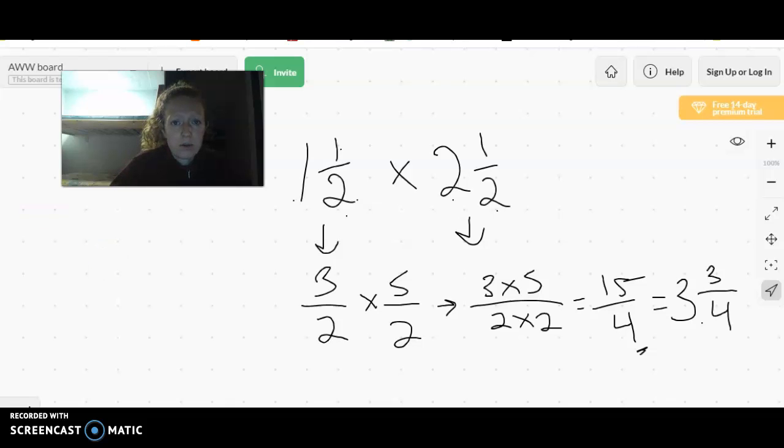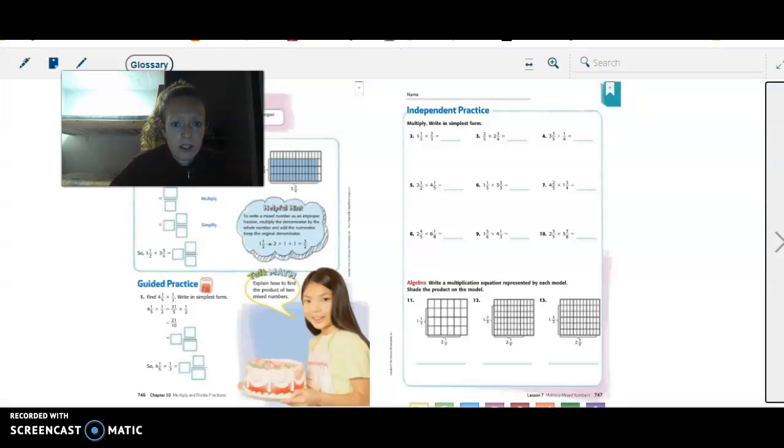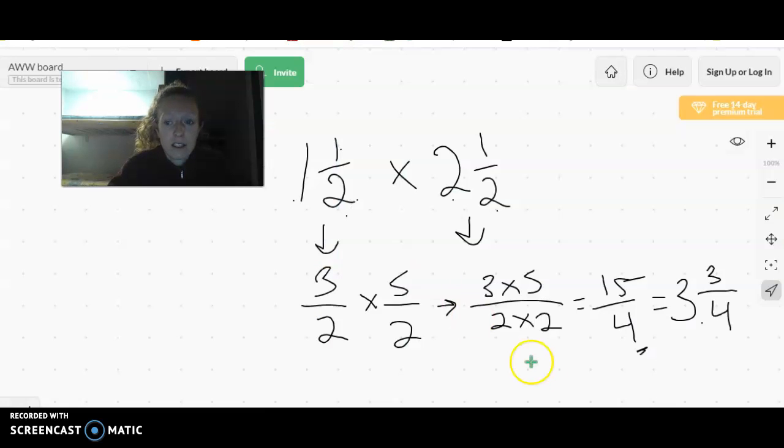Now let's go back to our original problem, and they wanted us to write an equation. So write a multiplication equation represented by each model. And so basically, guys, they want you to write out what you're doing in an equation. So what did we just do? We went 1.5 times 2.5. And then our unknown value was this answer we just got.